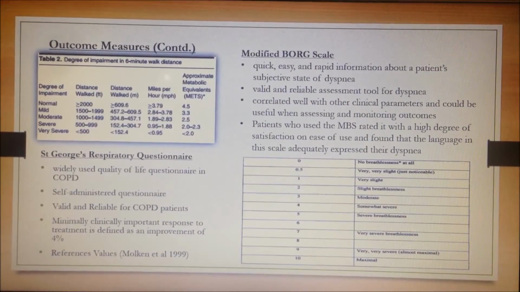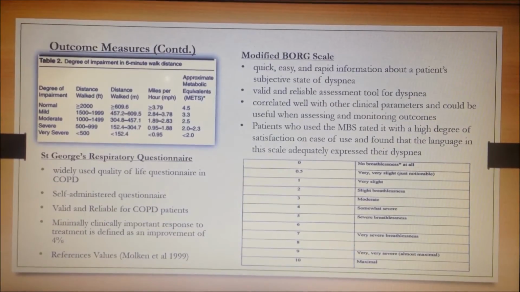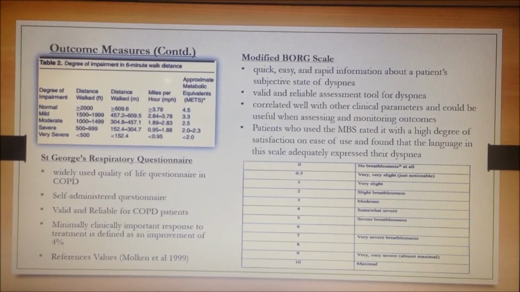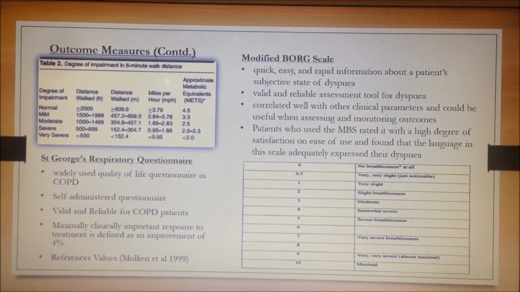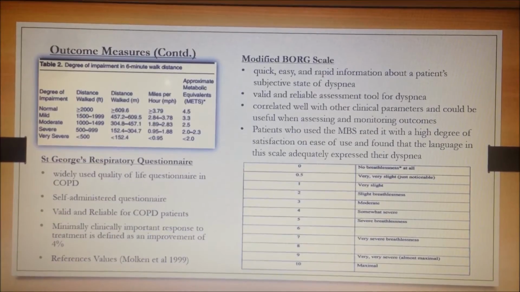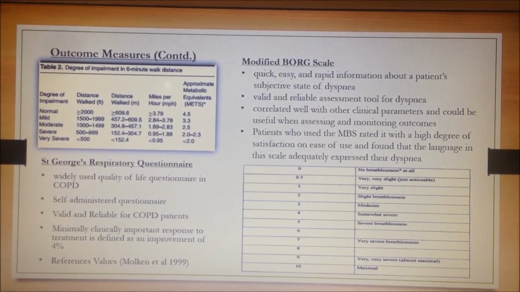The table on the top left-hand side of the slide shows that someone would be given a very severe degree of impairment if they walked less than 152.4 meters in the 6 minutes. It also shows that they would be given a normal degree of impairment if they walked greater than or equal to 609.6 meters in the 6 minutes.